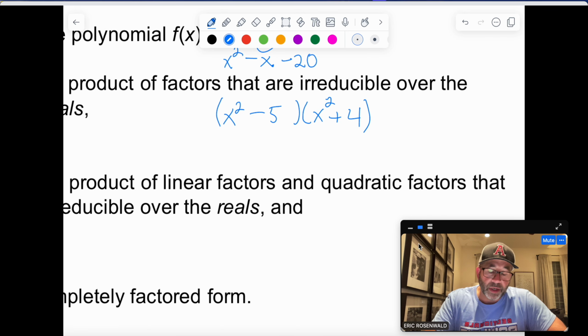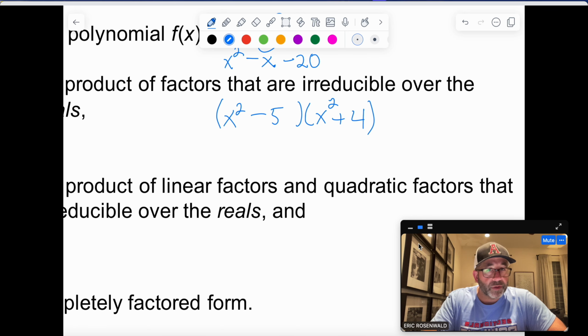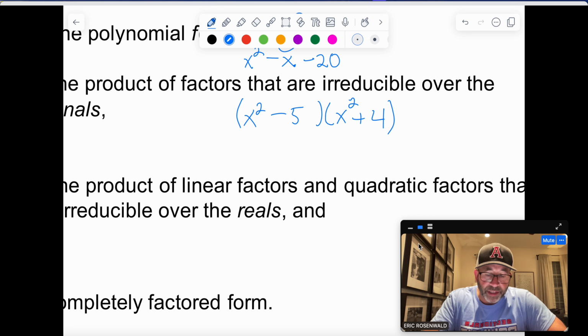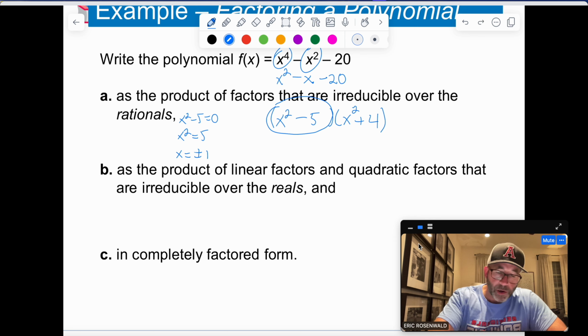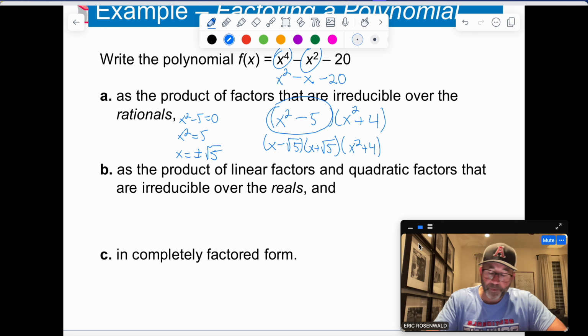So when we look at this right here, we've got x squared minus 5 and then x squared plus 4. If I was to take and solve this first part right here, we would have x squared minus 5 is equal to 0. That would mean that x squared is going to equal 5 and x is going to equal plus or minus the square root of 5. So irreducible over the rationals, this part of it says we're going to have x minus square root of 5 and x plus square root of 5. And then we'll have this x squared plus 4.